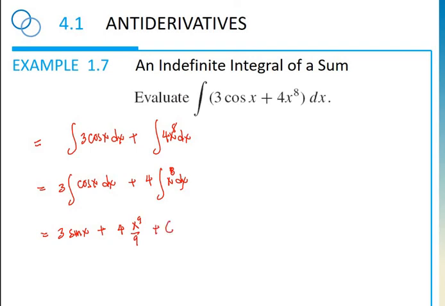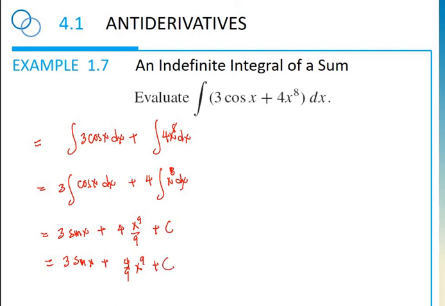Now we have the constant of integration, which is actually part of these two, and at the end the answer is going to be 3 sine of x plus 4 ninths x to the 9 plus c. And that is the integral of this expression here.